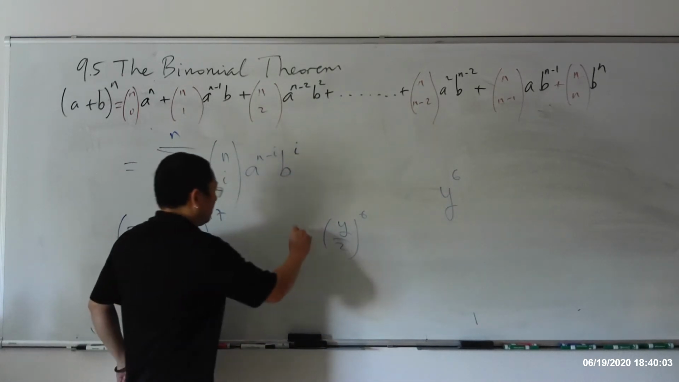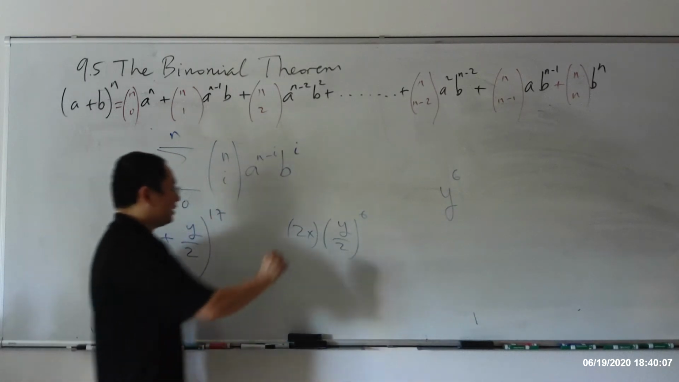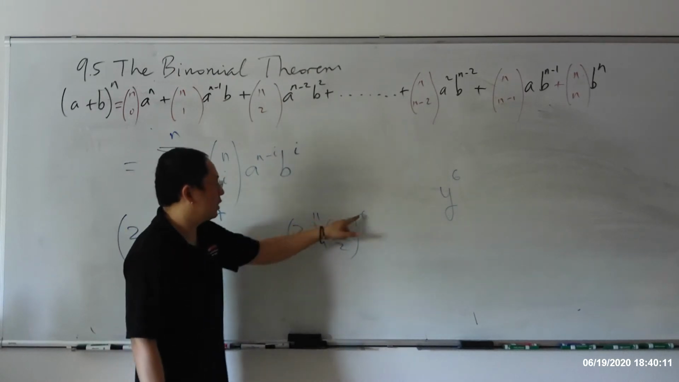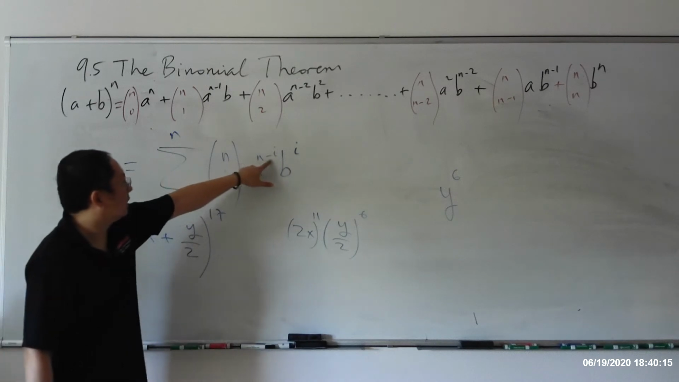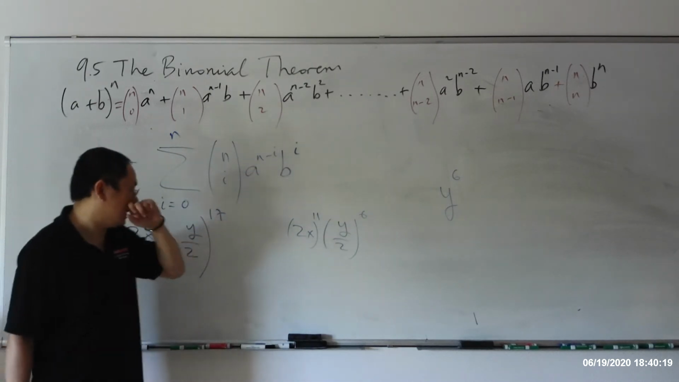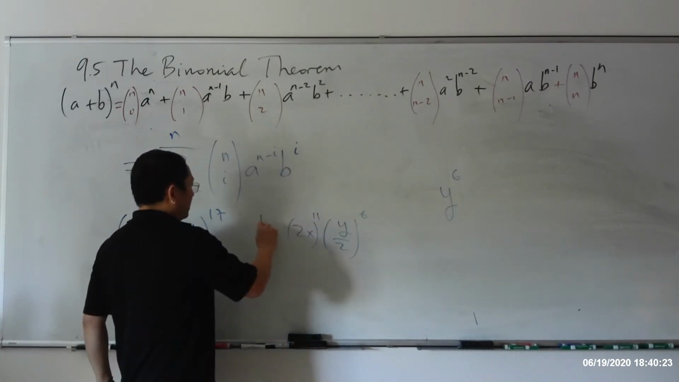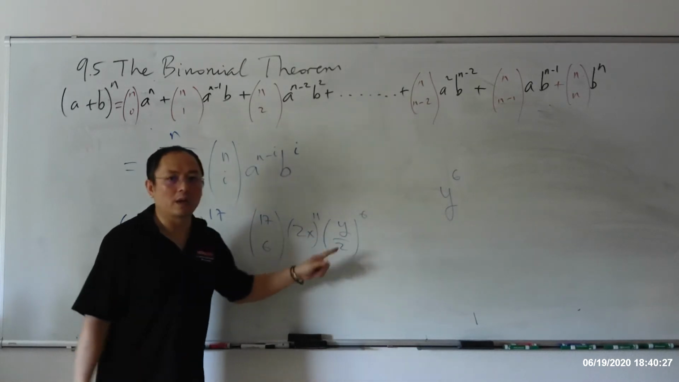So the other term is going to be 2x raised to what power? The answer is power 11. How do I get 11? Because the sum of the two exponents will always equal 17 in this case. See? The sum of two exponents always equals n, and this particular example is 17. And this is 11, this is 6. The combination is going to be 17 choose 6 or 17 choose 11. Either way, it's going to be the same.